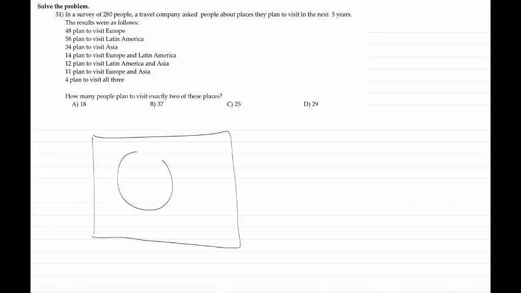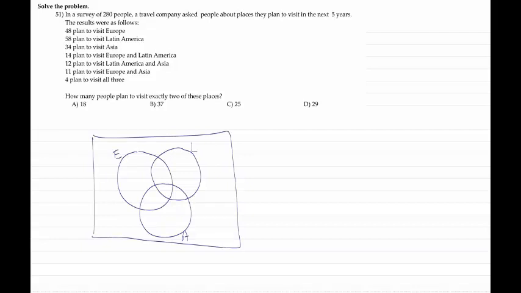Well, I've got Europe, Latin America, and Asia. So I'm going to need to have 3 sets. One for Europe, one for Latin America, and another one for Asia. So I'm going to label these E for Europe, L for Latin America, and A for Asia. And now I'm going to start filling in my Venn diagram with the cardinality of each set. So how many people are in each region?